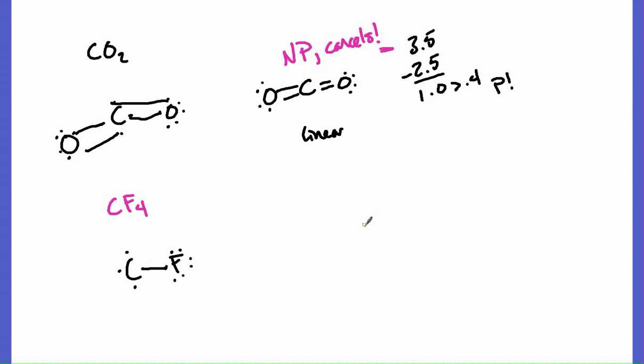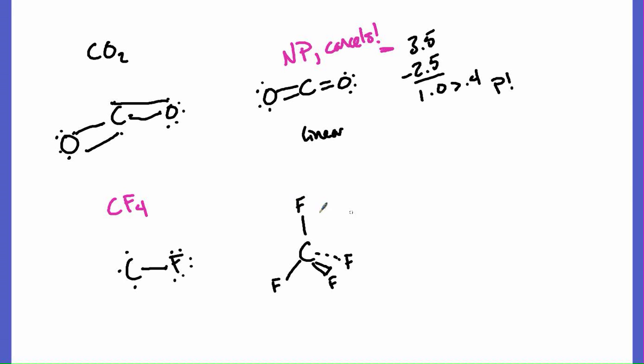I could skip a step if I want to and go directly to my shape, right? My shape in this case with 4 bonds is going to be tetrahedral. So I've got one up, a little bit down, out towards me, back behind, and I have fluorines surrounding this carbon.